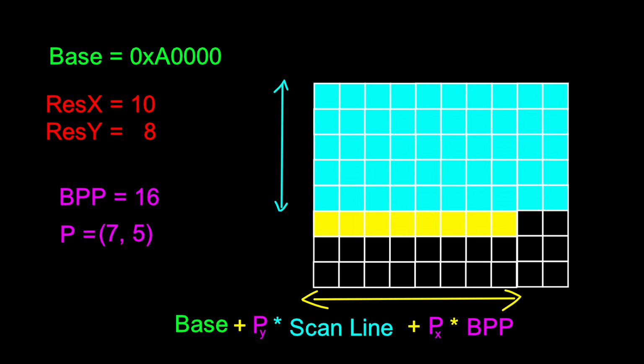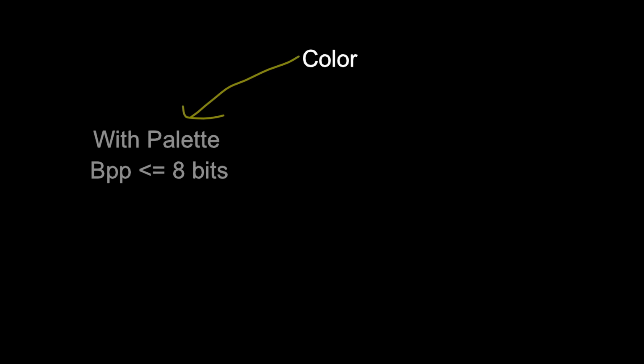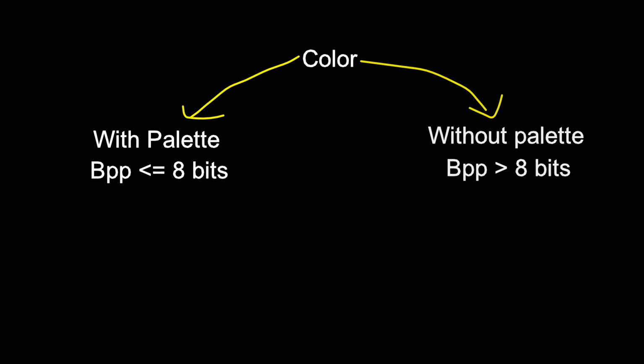Now we need to know what to put there. We can split that into 2 different approaches. With a color palette when bits per pixel is equal to or lower than 8 bits. Without a color palette when bits per pixel is higher than 8 bits.